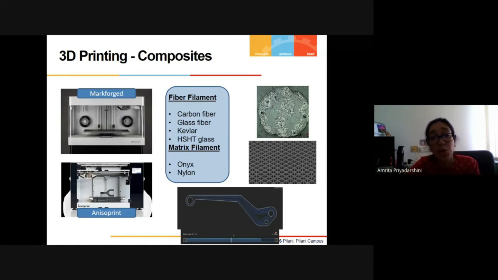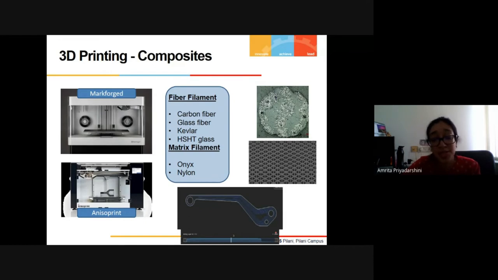And that is how development is going, like Markforged, if you see here. There is one printer by Markforged, and they are trying to print composites directly. So there are different applications related to it. And we should not think only in terms of polymers. We have to see how these composites can be printed. This is one of the upcoming areas, 3D printing of composites.